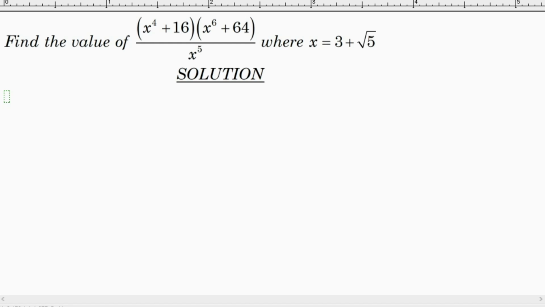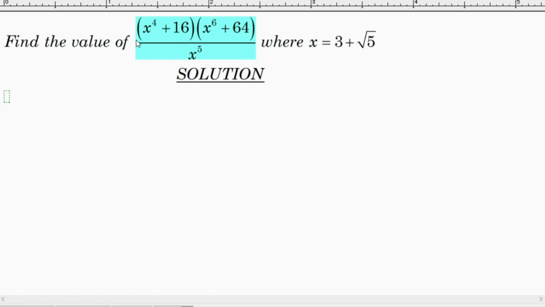In this video, we are going to solve a question. The question is: find the value of (x^4 + 16)(x^6 + 64) divided by x^5, where x is equal to 3 plus the square root of 5. If you would like to give it a try, you can pause the video, and if you are ready, please keep watching.